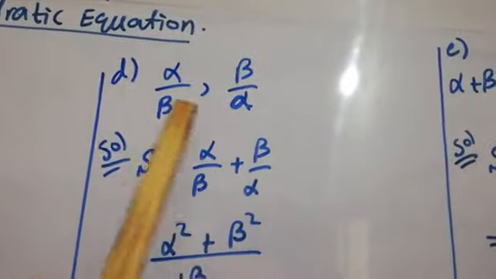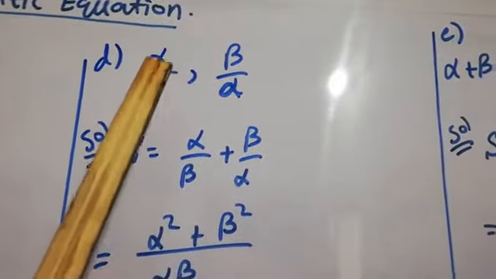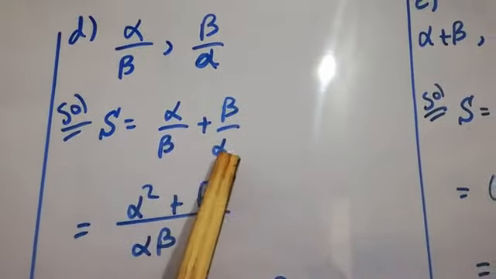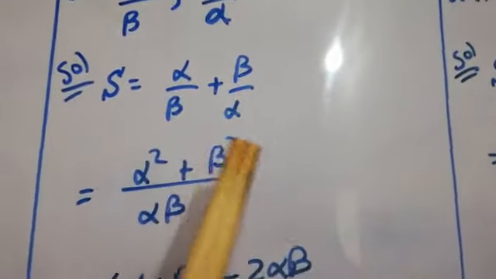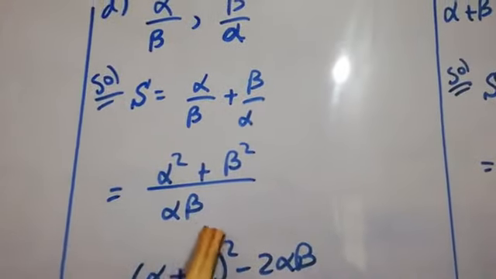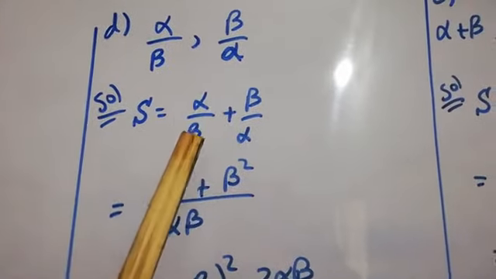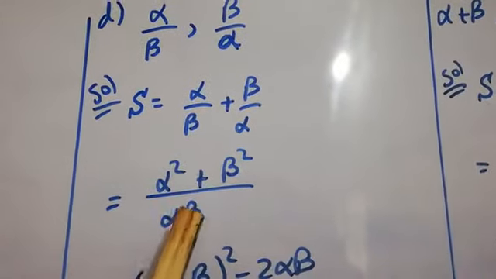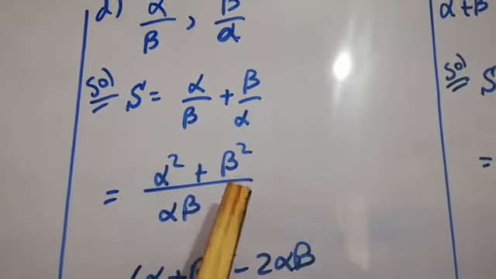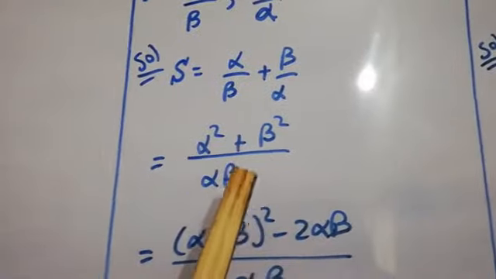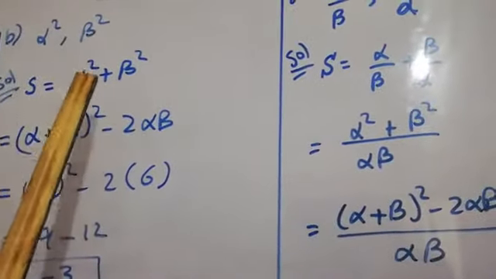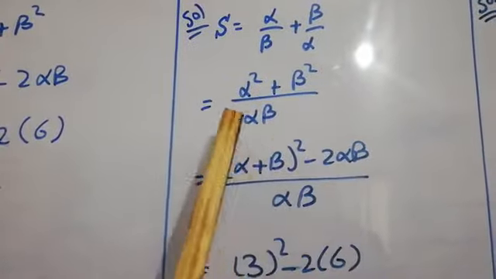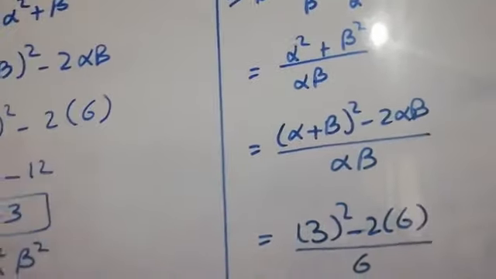Part number D, alpha by beta and beta by alpha, these are the given roots. First of all, we will find the sum of these roots, alpha by beta plus beta by alpha. By taking the LCM, we will get alpha beta. Here beta will be cancelled and alpha into alpha is alpha square, and here alpha will be cancelled, so beta into beta is beta square. So again alpha square plus beta square, like in the previous part, we will put the value of alpha plus beta whole square minus 2 alpha beta.